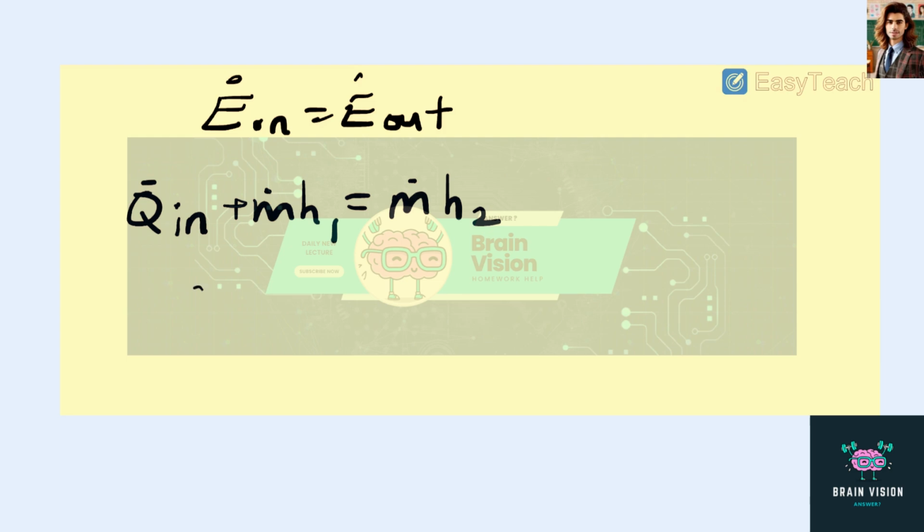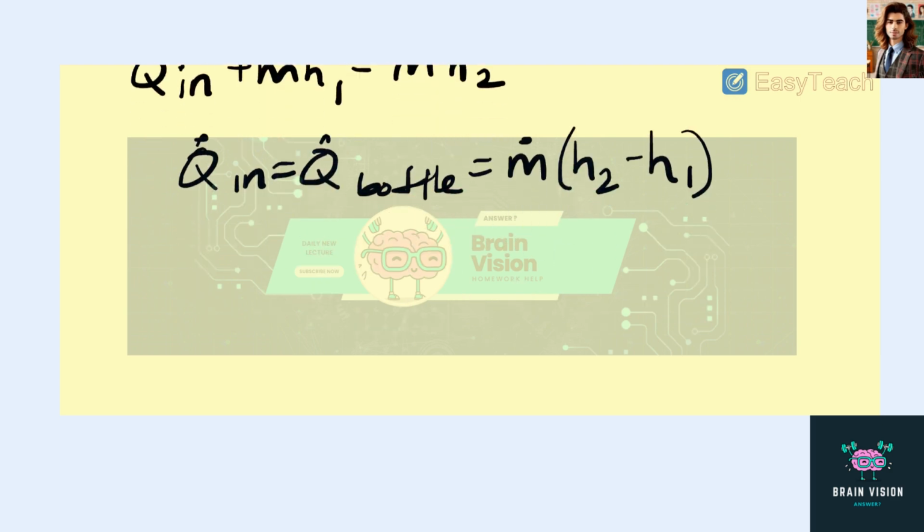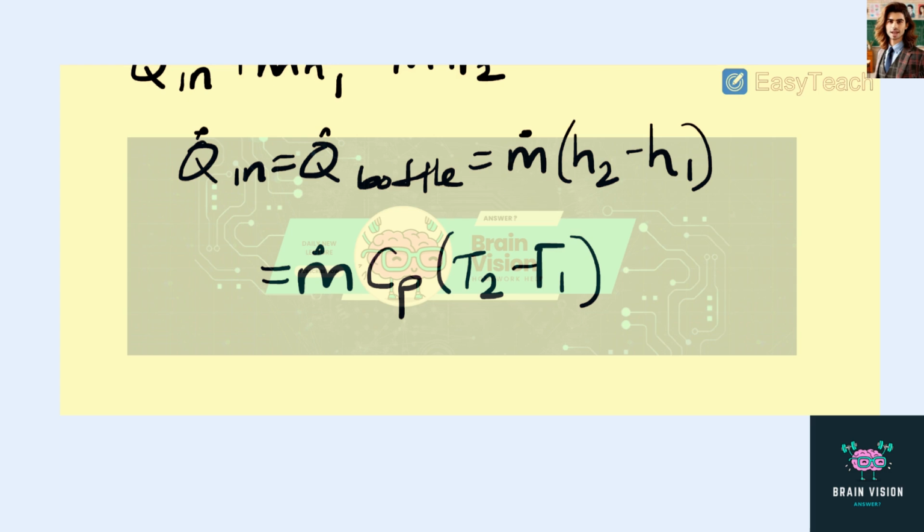Now we can solve for Q in and set this equal to the Q dot bottle and say that this is equal to m dot (h2 minus h1). Now we can use the definition of enthalpy and specific heat to say that this is going to be equal to m dot Cp (T2 minus T1). And this is m dot, or Cp of water.